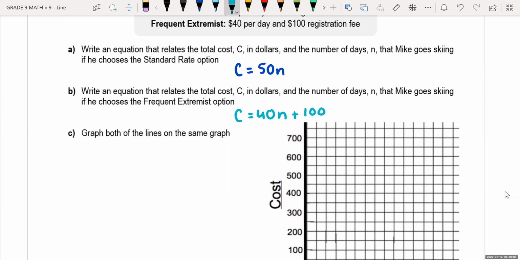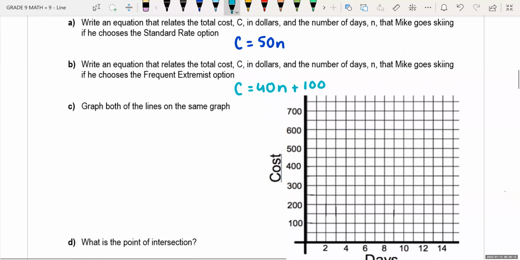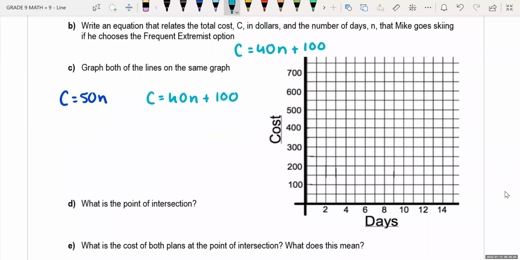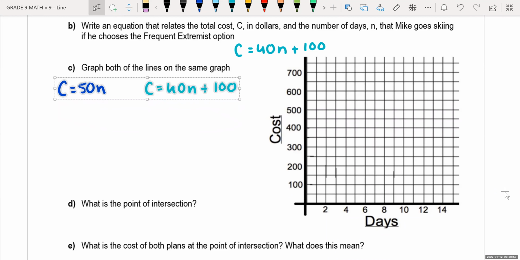Question C says graph both of the lines on the same graph. Okay, so go ahead and try this. It's the same way we did it before. I'll write both the equations over here. This one is going to be 50n, and this one is going to be 40n plus 100. Now, if you would like, you could make a table of values for this because it's going to be a little bit harder to figure out what a slope of 50 is. Actually, for the first part, it won't be too bad, but for the second part, it might be a little bit trickier. So I think for this question, I'm going to go ahead and make a table of values and then figure out what's happening with that.